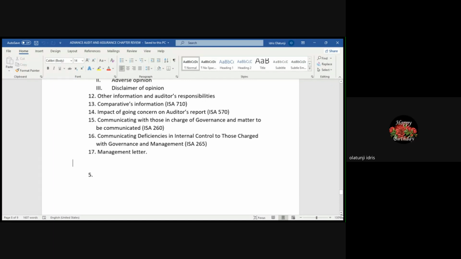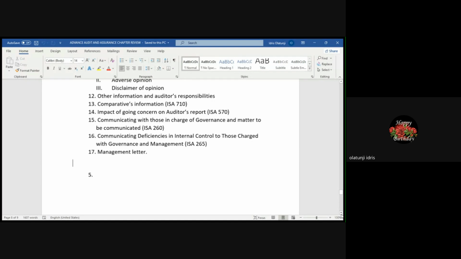Let me say it again. Now, assurance engagement and assurance services. We said an assurance service is a service provided by an auditor, but not related to audit of financial statements. I'll say it again. An assurance service is provided by an auditor, but not related to audit of financial statements. An example of assurance services is due diligence, whereby an auditor is contacted to come and do due diligence.